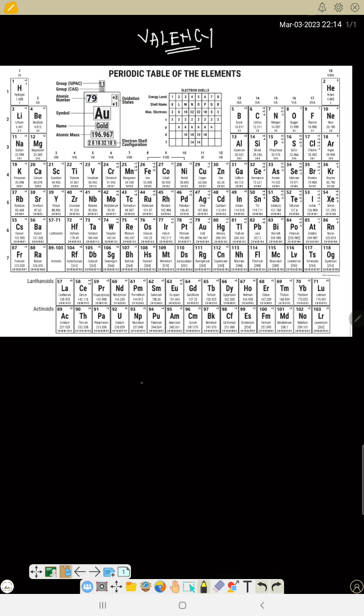Now group 7, you have fluorine. Instead of it to be plus 7, it will just be minus because it needs 1 to become stable. Chlorine is also minus. So, summary of everything now.